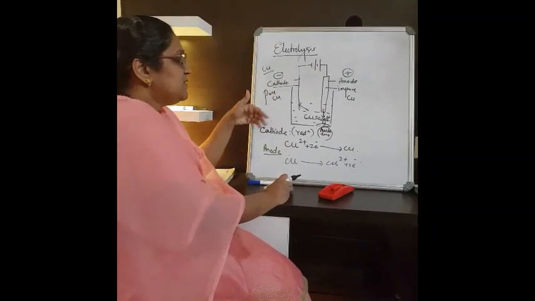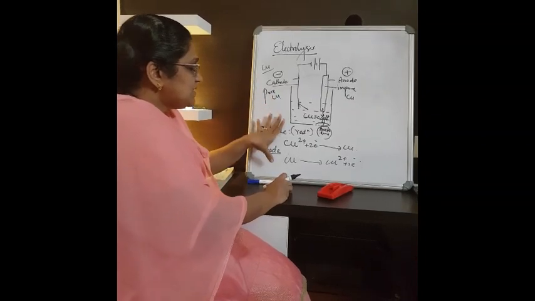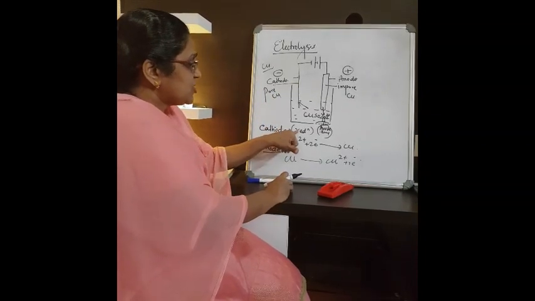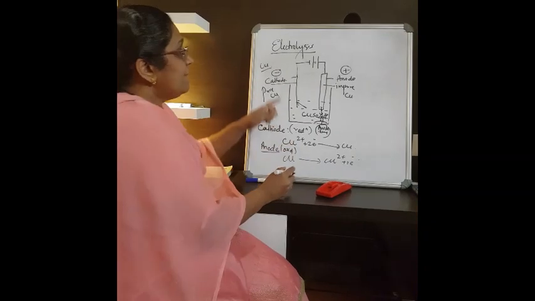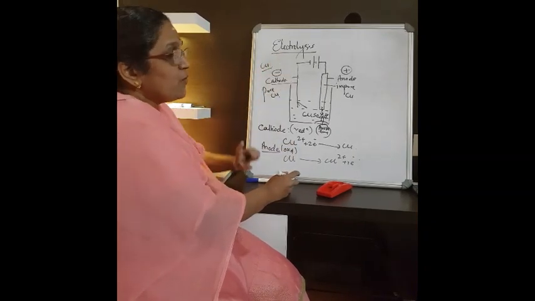That's all. Then we will pass on to Faraday's law. So this is happening: there is a cathodic reduction and anodic oxidation. These two reactions are happening in the electrolytic refining of copper.